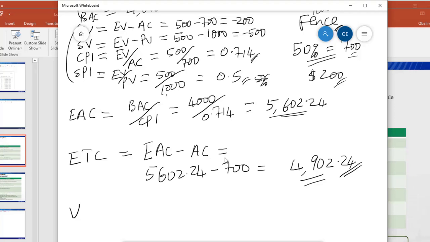And then there is now the variance at completion. So variance at completion now says, okay, by the time we are done, by how much are we going to be over budget based on the new estimate that we have made? So the formula for this is your budget at completion minus your estimate at completion.